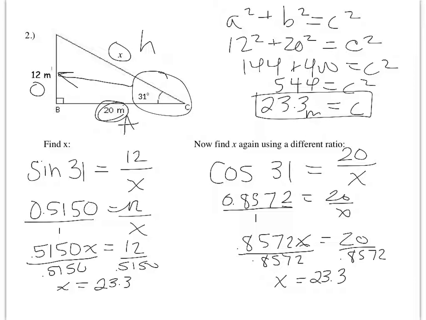So you really only have to use trig ratios if you only know one of the side lengths. If you know 2, you can use the Pythagorean theorem. But it's nice to know that you have different options and different ways of checking yourself to see that you're doing it right.